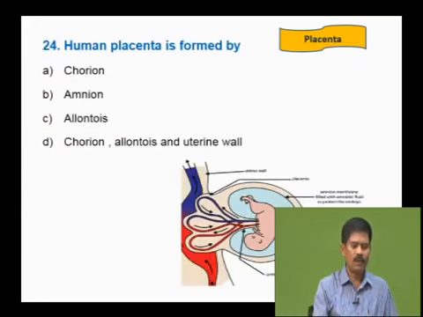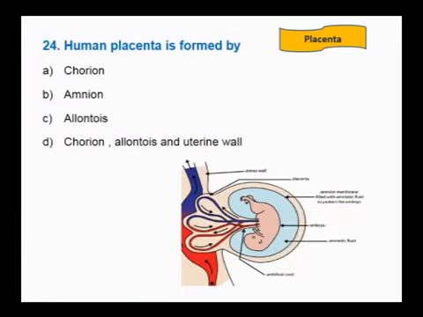Human placenta is formed by tissues of the fetus as well as the mother. The maternal part of the placenta is the uterine epithelium, and the fetal part of the placenta is the chorion as well as the allantois. Chorion forms finger-like projections called chorionic villi, and the blood vessels produced by the allantois extend into it.